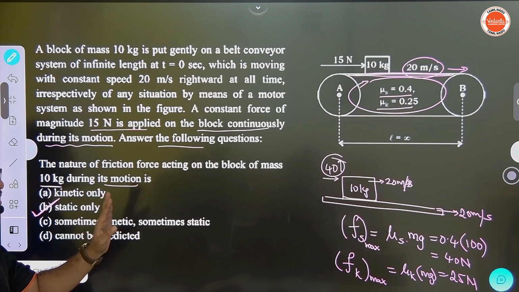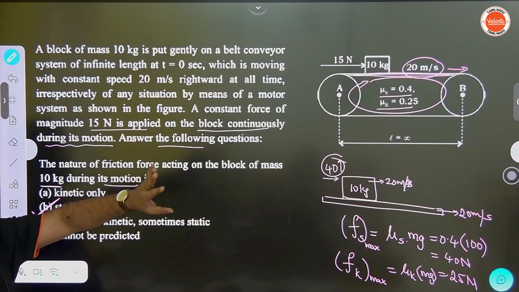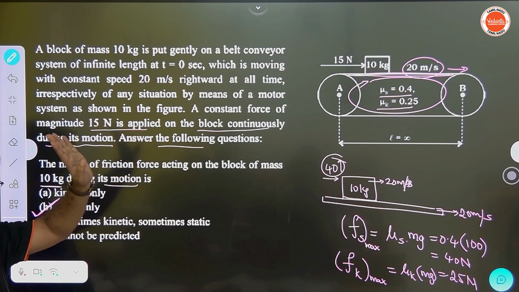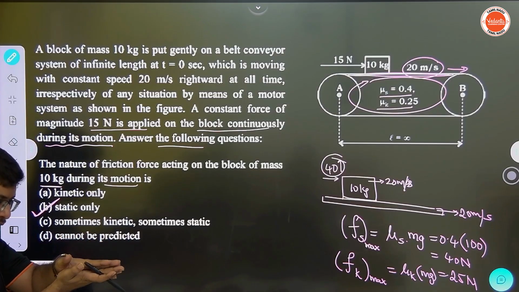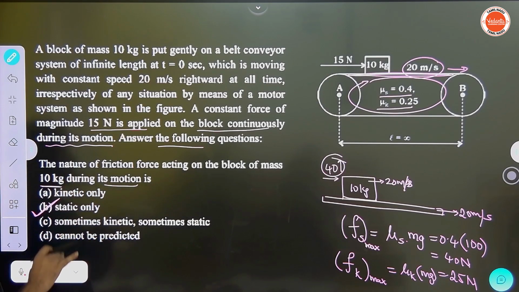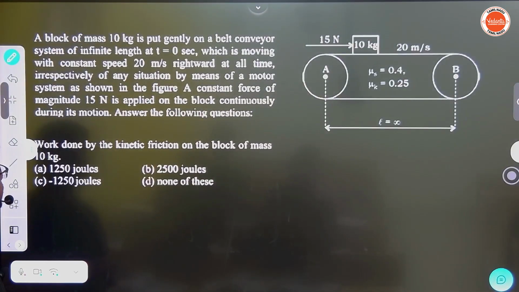Clear? Don't write that just because the block is moving here, that it is a kinetic friction. It will be static only, unless you have relative slipping between the two surfaces. Only then should we say that it is a kinetic friction. Otherwise, it is static. Clear? Let's go for the next question.